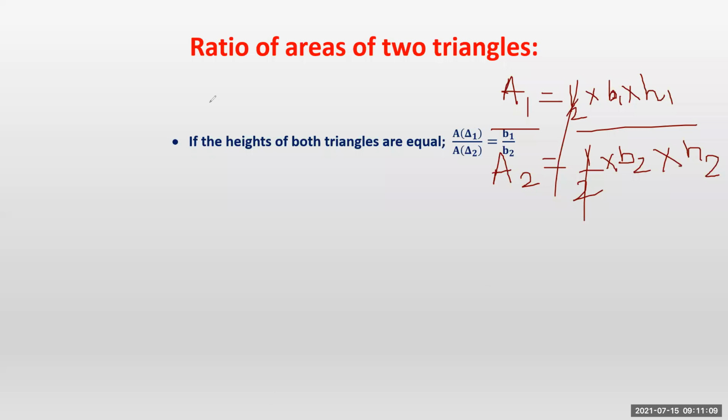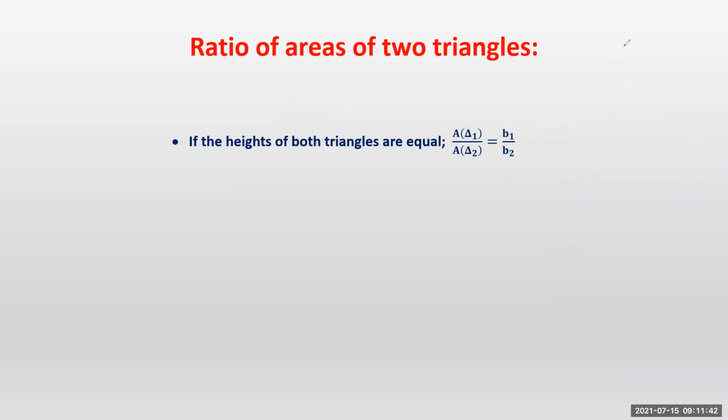But what is the condition here? The height of both the triangles are what? Equal. So that means H1 is equals to H2. So you can cancel this H1 and H2. So what you're left out with? You're left out with B1 upon B2. So if the heights of both the triangles are equal, area of triangle 1 upon area of triangle 2 is given as base 1 upon base 2. Is this clear?